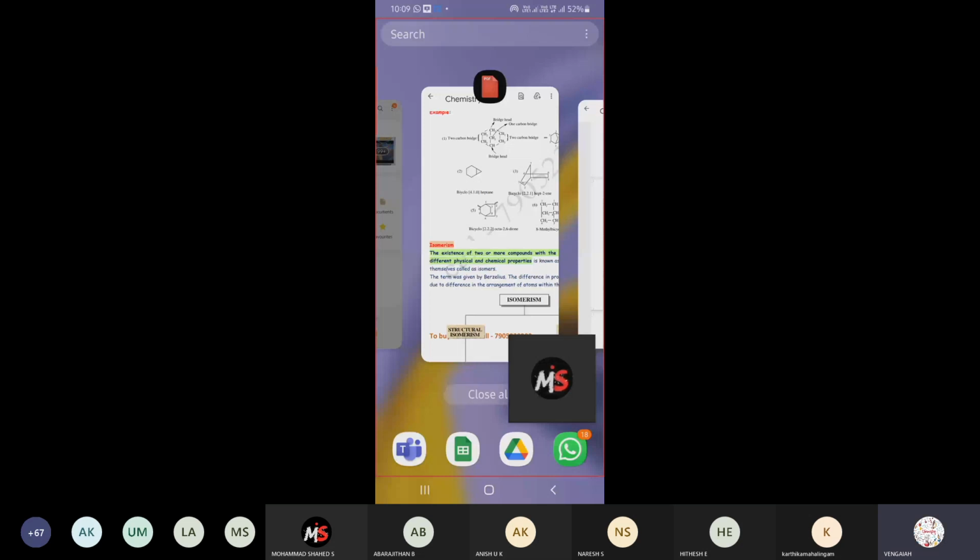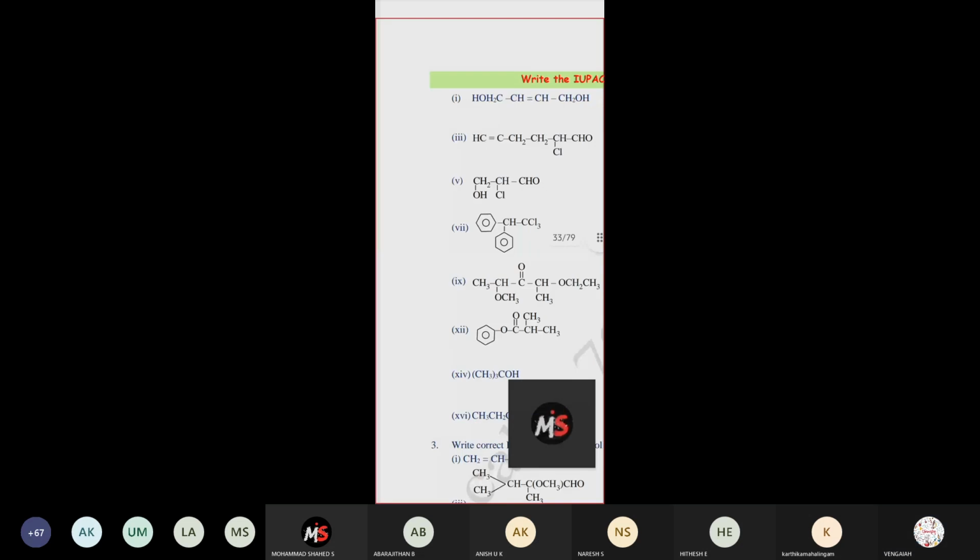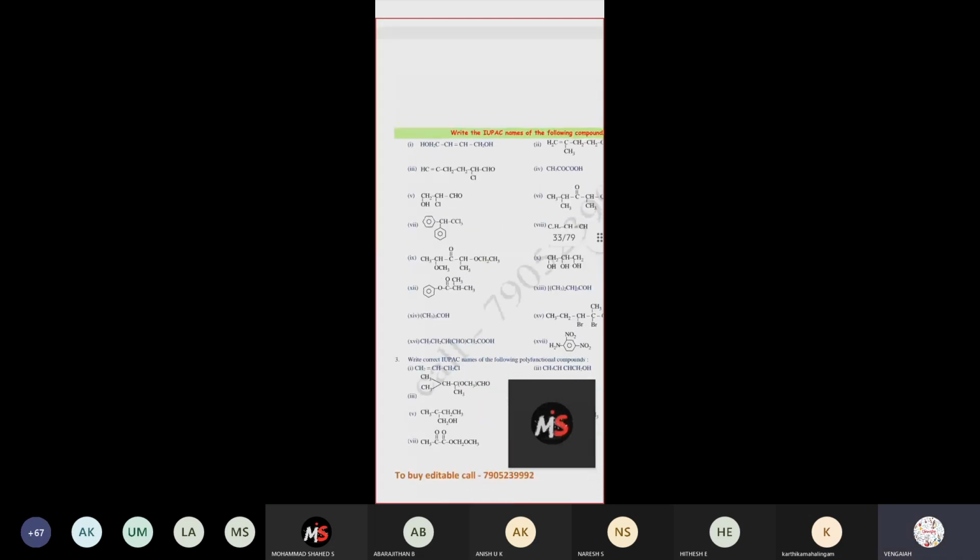Okay? Now we'll solve the questions, then you can get some idea. Question number one: write the IUPAC name of the following compound.